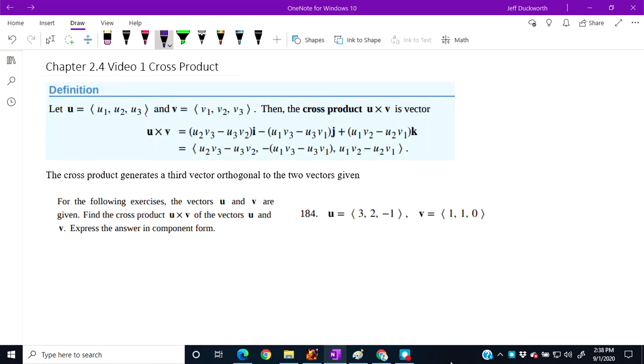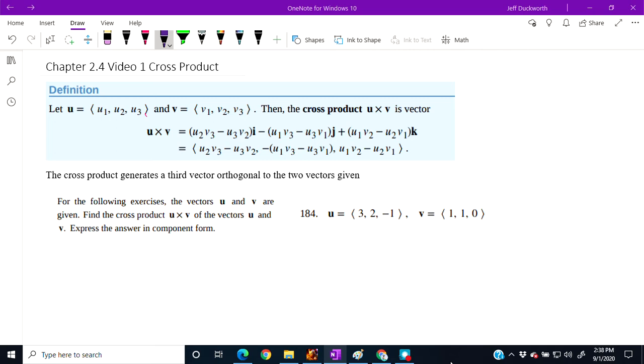Next section topic is calculating a cross product. So in the definition there, you've got the method for calculating it. There's a formula to do so, and the math for that, where that formula came from, is on page 165 in your book, actually just above where this definition comes from.